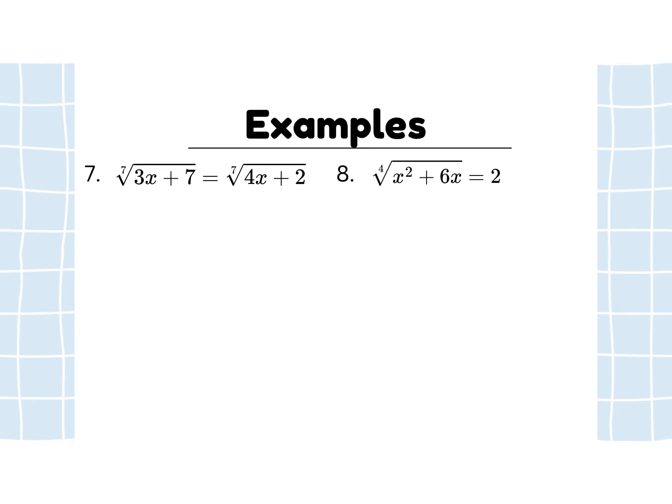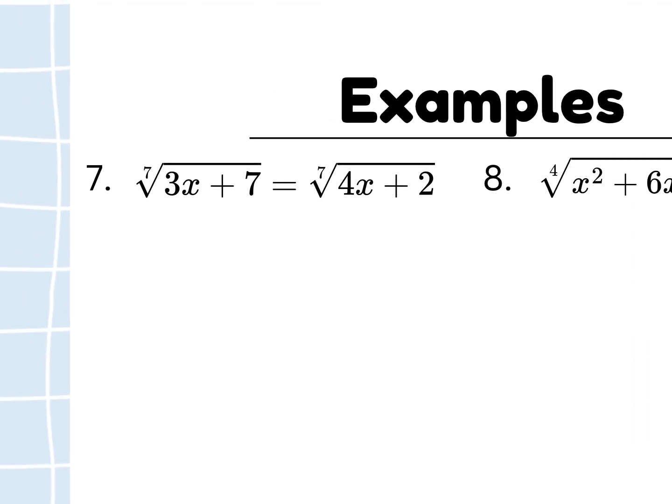All right, so let's look at number 7. Lots of 7s in this example, right? So I see the 7th root of 3x plus 7 equals the 7th root of 4x plus 2. Although it might look kind of crazy, all you have to do is raise both sides to the power of your index, right? And your index in this case is 7. Then the 7s are going to cancel out, and what you're left with is a very simple linear equation. I get 3x plus 7 equals 4x plus 2.